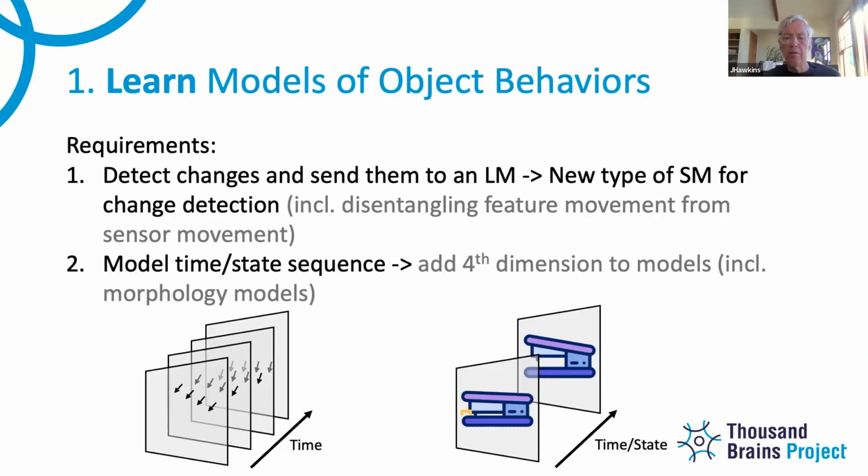You're saying time and state for the morphology models? It's not just different states, it's the order in which the states occur. I'm not so sure about it. I'm tending towards just saying state, and then it can be associated with different points in time in the behavior model.